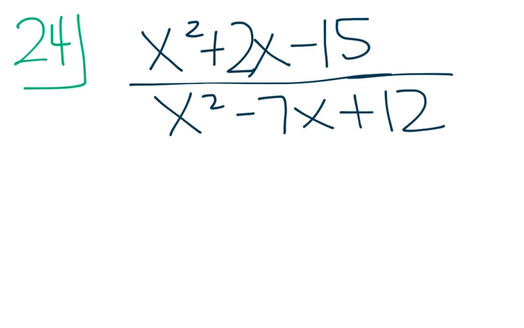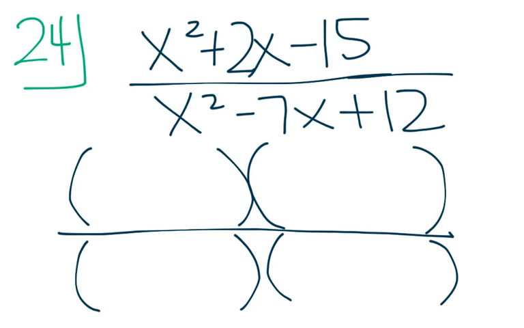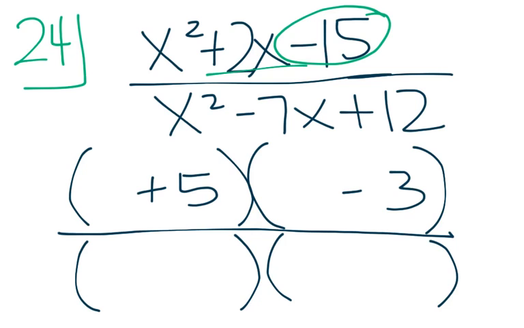Now we have 2 sets of trinomials, one on the top and one on the bottom, which means we are going to have 2 sets of 2 parentheses. Okay, so on top, we want to find 2 numbers that multiply to equal negative 15 and add to equal positive 2. So 5 and 3, since 2 is positive, the bigger number is going to be positive. So we're going to have plus 5 and minus 3. So x plus 5 and x minus 3.